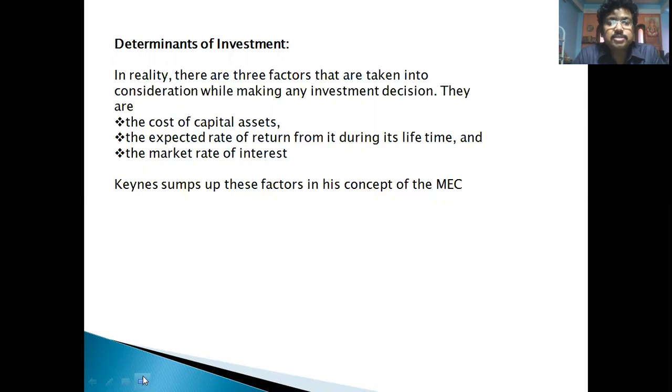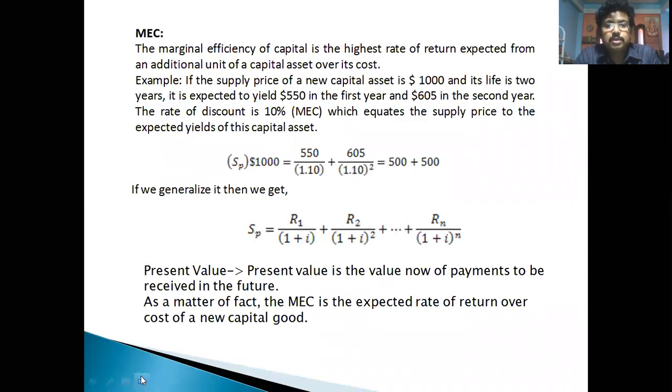So Keynes sums up these factors, such as the cost of capital asset, the expected rate of return from it during its lifetime, and the market rate of interest, in his concept of MEC, the marginal efficiency of capital. Now the MEC. What is MEC? What is marginal efficiency of capital? You should have a clear idea over it.